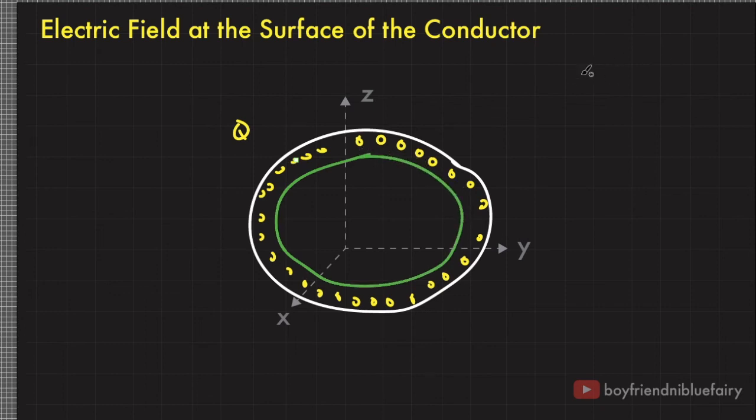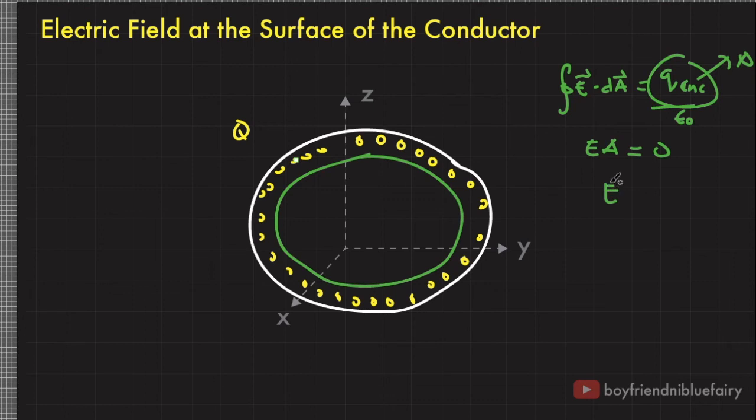So based on Gauss's law, if this is my Gaussian surface and there's no excess or net charge inside this Gaussian surface, then this enclosed charge is equal to 0. Therefore, the electric field inside a conductor or solid conductor is 0. But what if I focus my attention on the surface?